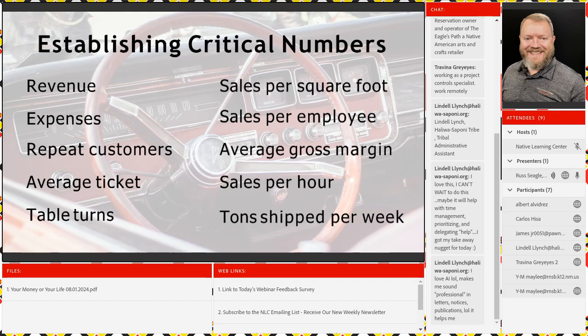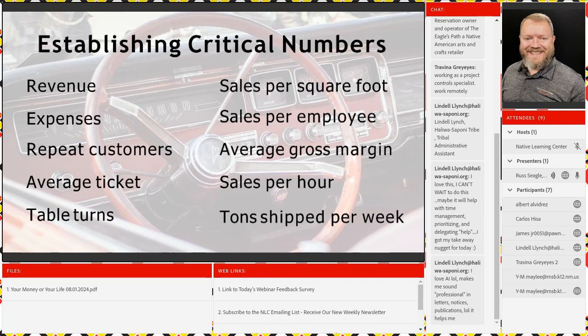My little hardware store may never be as big as Home Depot or Lowe's or Menards or one of these others. But I can compare my sales per square foot, sales per employee, average gross margin, sales per hour. I can compare all those things to the bigger companies and see if I'm on the right track. Well, that's a pretty good dashboard indicator.